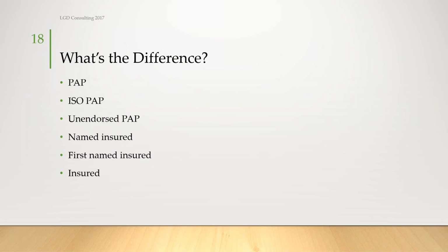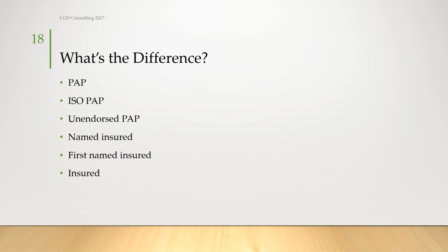Let me explain. A personal auto policy is a standardized form, which we kind of went through, coverage A, B, and C. Now, insurance companies get that standardized form from the ISO, the Insurance Services Office. And so all the companies pretty much get their policy forms from the ISO. So a PAP is the same as an ISO PAP because it's standardized. It's the same thing.